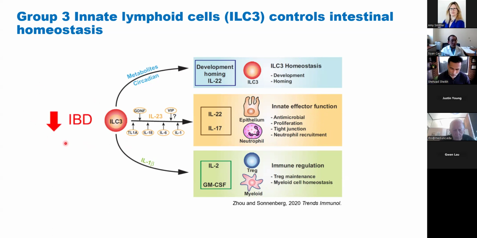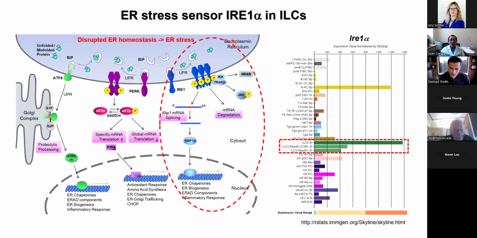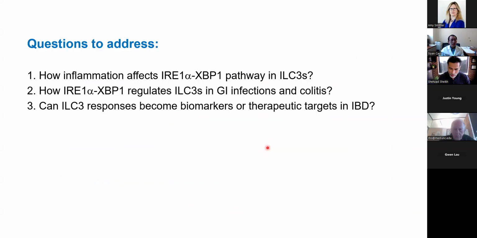And in IBD patients, people found that the number of ILC3s actually are reduced in the mucosa, although the clinical impact of this cell type in IBD remains unknown. So in this study, I specifically focused on the ER stress regulator IRE1 alpha. One of the reasons is IRE1 alpha is highly expressed, as you can see on this panel, in ILCs, although the function of IRE1 alpha has not been studied in any of the ILC subtypes.